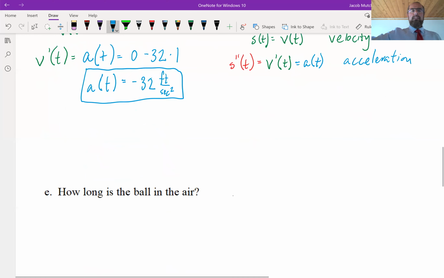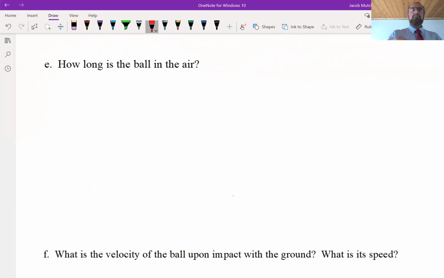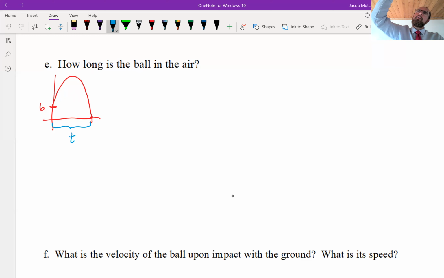Part E then turns back to some algebra. It says, how long is the ball in the air? So we need to just interpret that in terms of our function. So I'm just going to sketch it again. We had said, okay, this is a rough graph. It starts from 6, it's a quadratic, and then at some point goes back to 0. So this interval of time is the length of time that the ball is in the air, because that's from the moment it was released upward at a height of 6 feet, went up, reached a velocity of 0, and then fell back down to the earth past the 6 feet, actually hitting the ground.